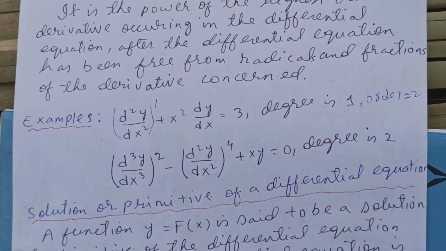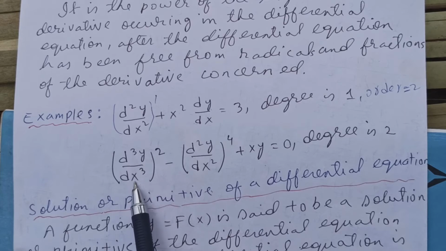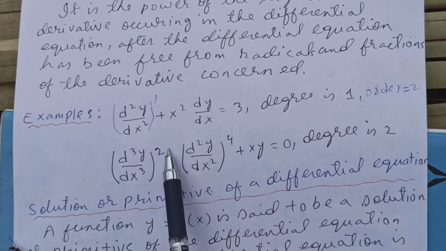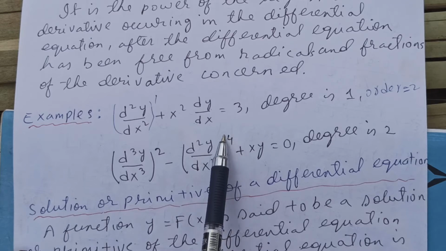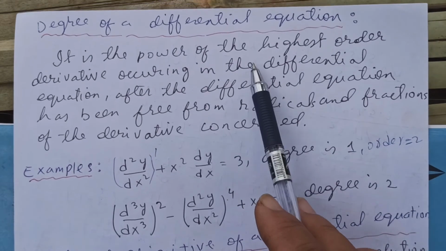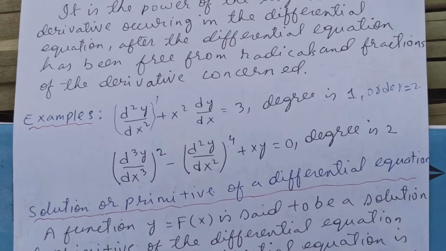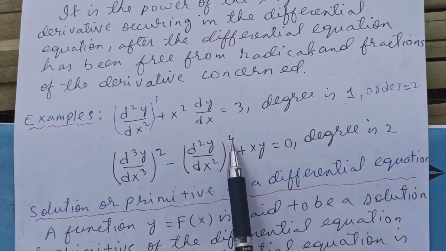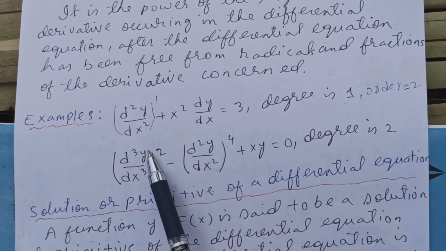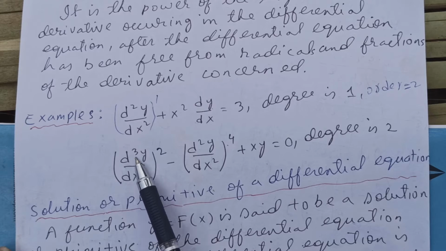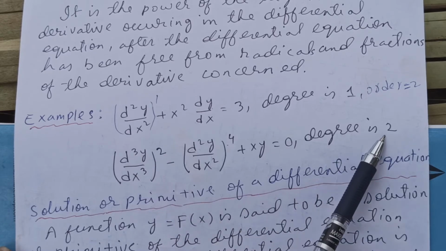Now let's take another example: (d^3y/dx^3)^2 - (d^2y/dx^2)^4 + xy = 0. Here you may consider that this is 2 and this is 4, so the highest power is 4, but the degree is not 4. Why? It says the power of the highest order derivative, that is, the power of the highest derivative. Even though this power is 4, this derivative is 2 times only. Here the derivative is 3 times, so the power is 2. Therefore the highest derivative is d^3y/dx^3, and the power of this one is 2, so the degree is 2.